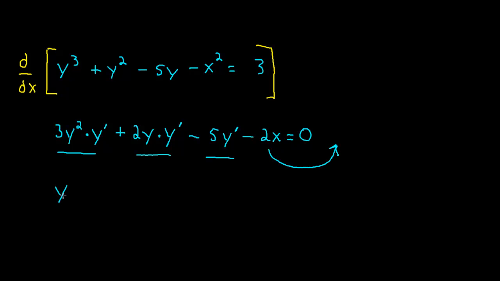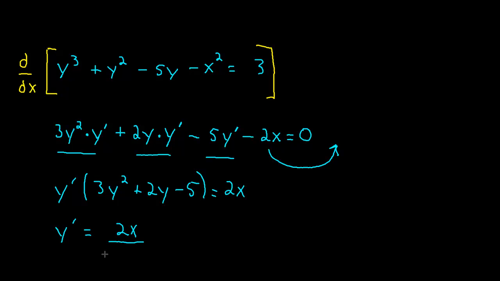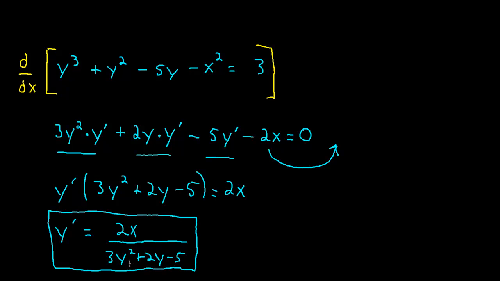So let's do this. Factor a y prime out of your expression, and I get 3y squared plus 2y minus 5. And that all equals positive 2x. Well, you can guess that the last thing we will do is divide. And we get y prime equals 2x over 3y squared plus 2y minus 5. And there you have it. We have a derivative of our original equation. And notice that it's another implicit equation. And that's okay.